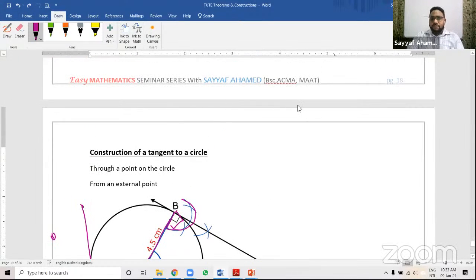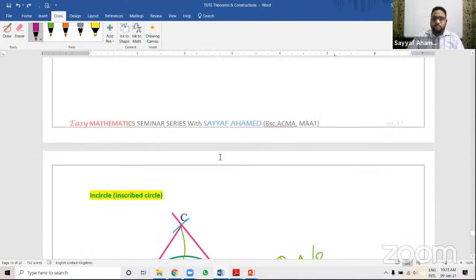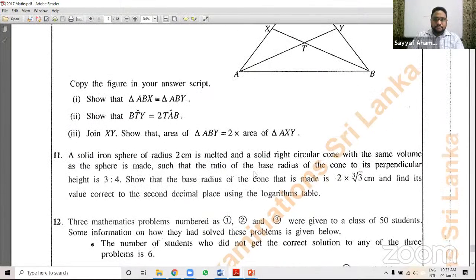Okay, so if you have any questions, we can discuss in detail, and also we can move to a past paper question, right? Let's see the 2017 paper.